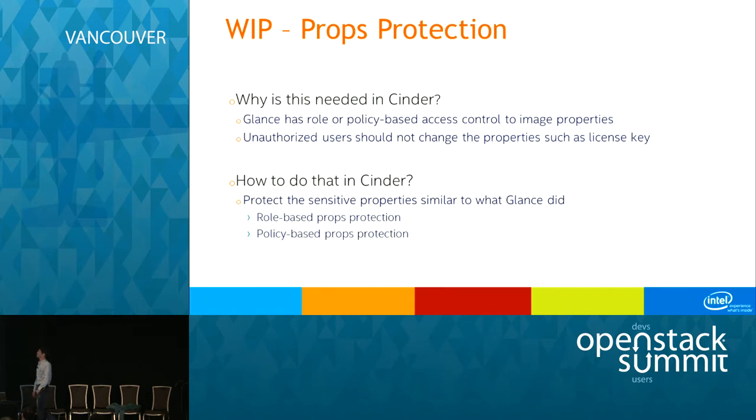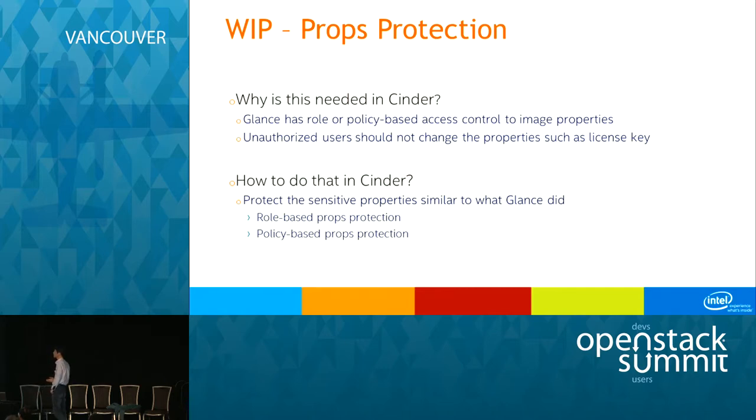Next, we're going to talk about property protections. Why do we need this in Cinder? Glance has rule or policy-based access control for the image properties, so why do we do that in Cinder? This is because the bootable volume is actually created from the image, so we can change some image properties inherited from Glance. If we don't check the user's rights, you could also upload the bootable volume into an image. This would violate some of the billing policies for the image. So this is the reason why we need property protections in Cinder too.